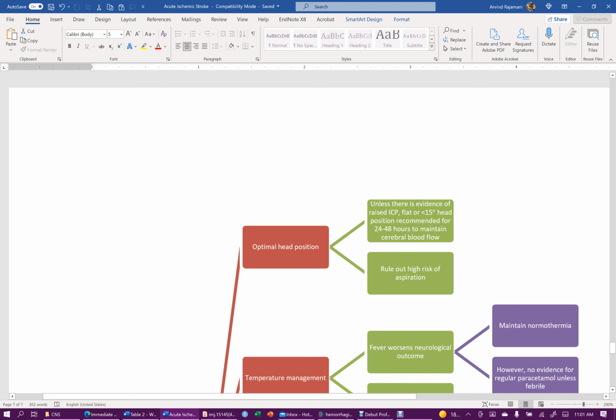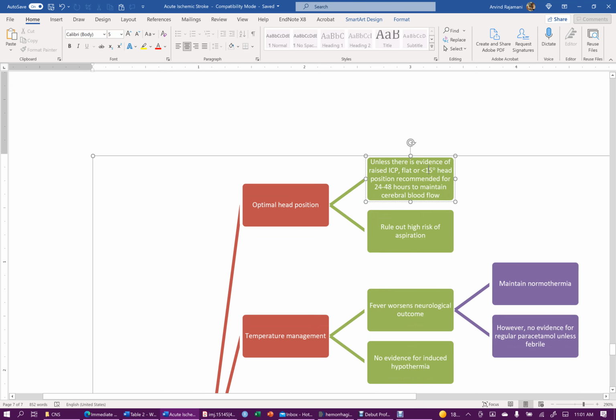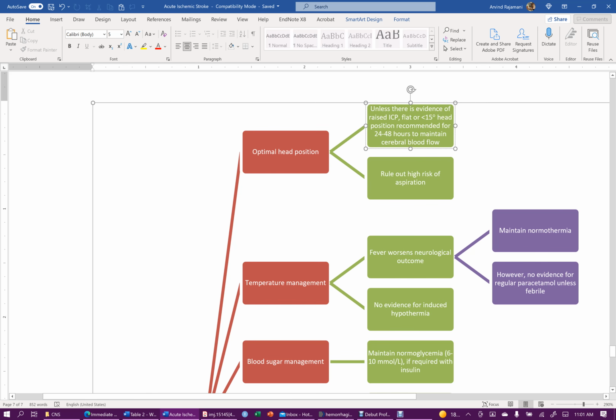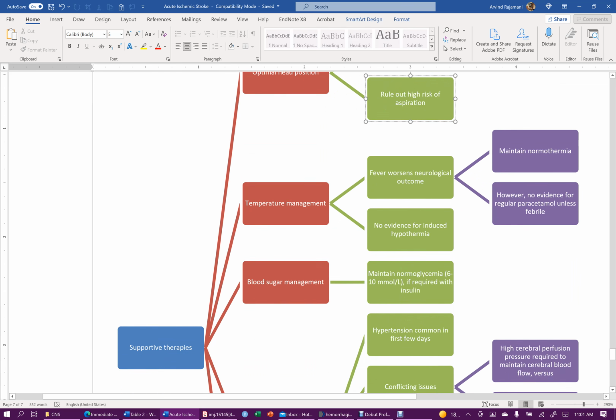Optimal head position. This is something that I've read many years ago. I'll have to check whether this is right. I recommend that you check, but if you have raised ICP, then you raise the head for ICP lowering. Otherwise, less than 15-degree head up. That's what they say. Just check this, please. I might be wrong. If there is a high risk of aspiration, again, you don't want to be lying them flat. You want to sit them up.